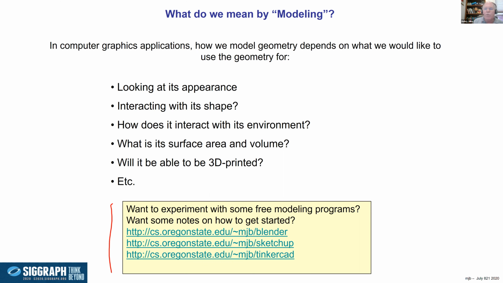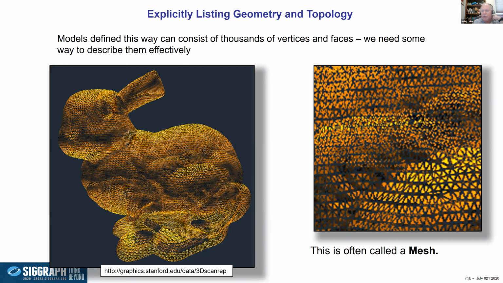All right, so probably the most common way of representing 3D geometry is called a mesh. And models defined this way consist of thousands of vertices and thousands of faces. The faces are typically triangles, but I suppose they don't have to be.